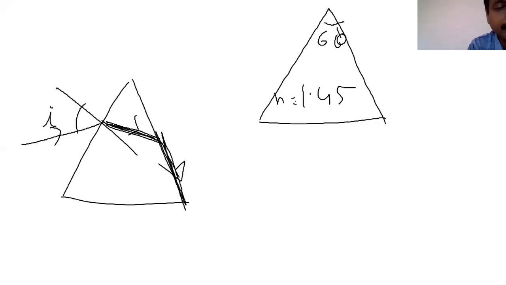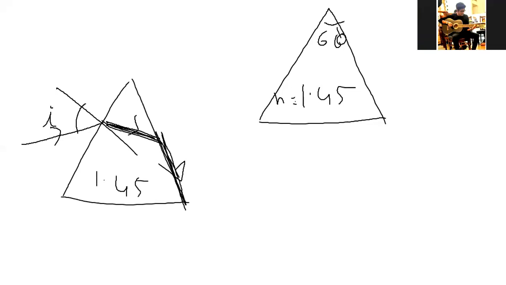The refractive index is given as what? 1.45. So where does the emerging ray go? The ray will go parallel to the surface. Just TIR means it won't come back, it won't go to the next medium, it will go parallel to the surface. Okay.